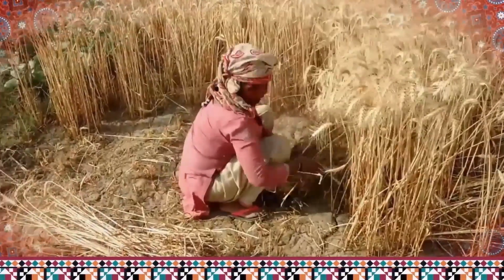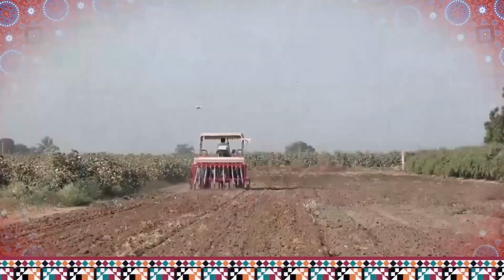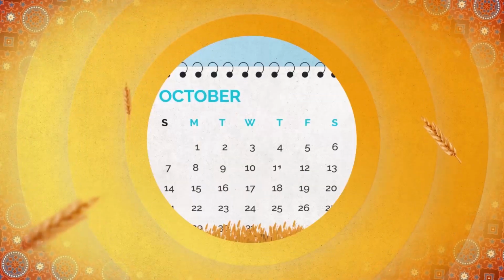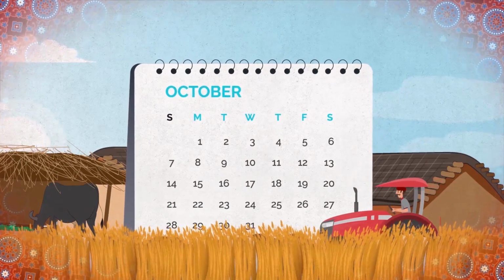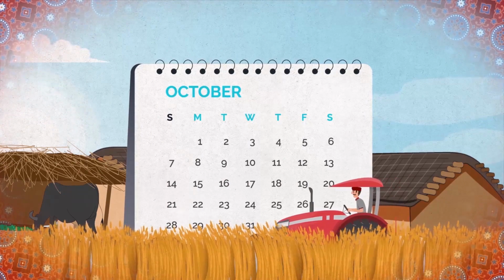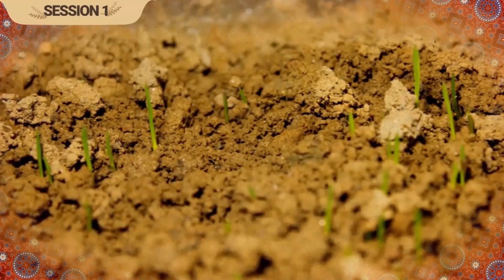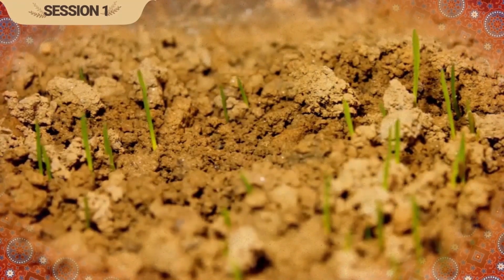This video has 3 sessions that will be organized with small farmers keeping in view the different crop stages. Session 1. The session will be held in October, a month before crop cultivation, and covers up to the first 45 days of the crop's life, that is, up to the tillering stage of wheat crop cultivation.